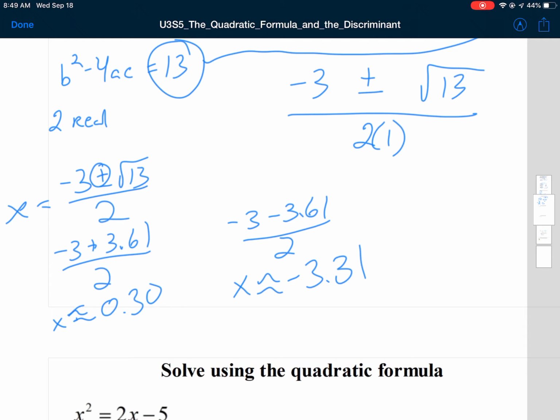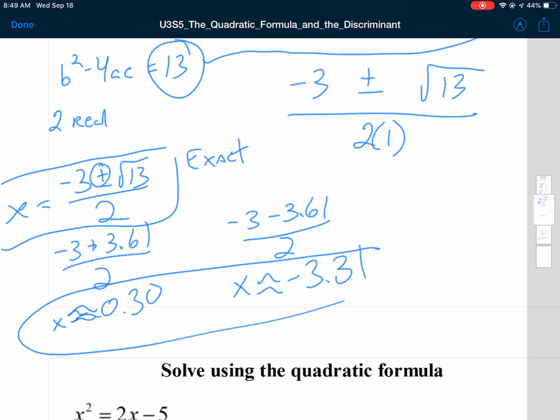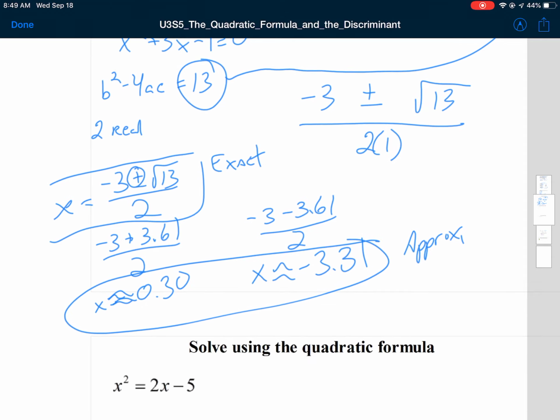So you see the squiggly marks, that means approximate. Here would be the exact answers. These would be the approximate answers, or the about ones, because they were rounded. Know how to do both, okay?